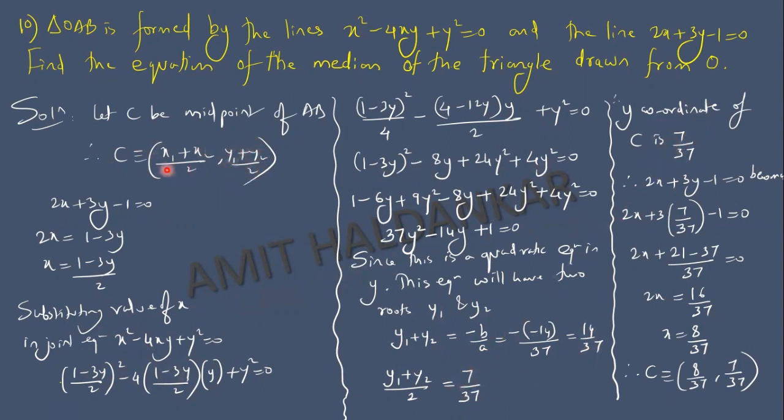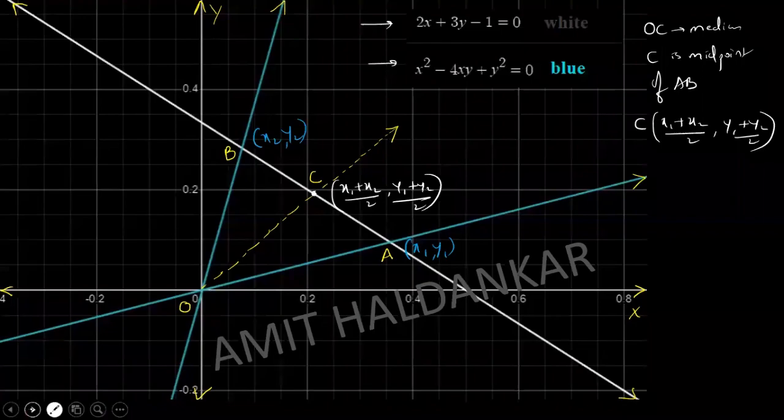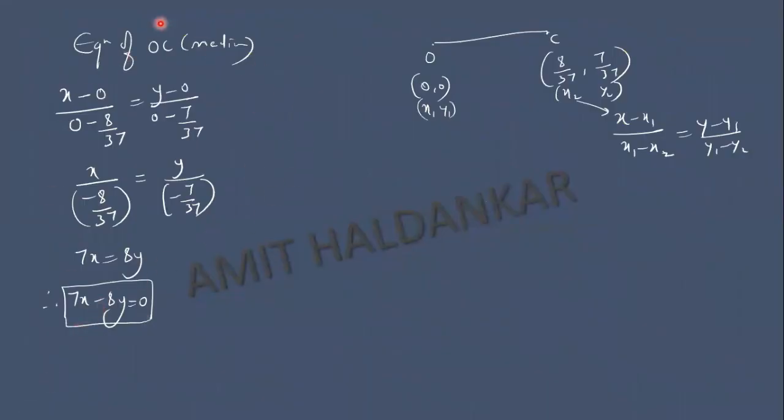And this is the y coordinate I got. Now C lies on this line also. So I'll substitute this value over here, and I get the value of x. x is nothing but the x coordinate of C. And then I use the equation of OC by 2-point form. This is the 2-point form.